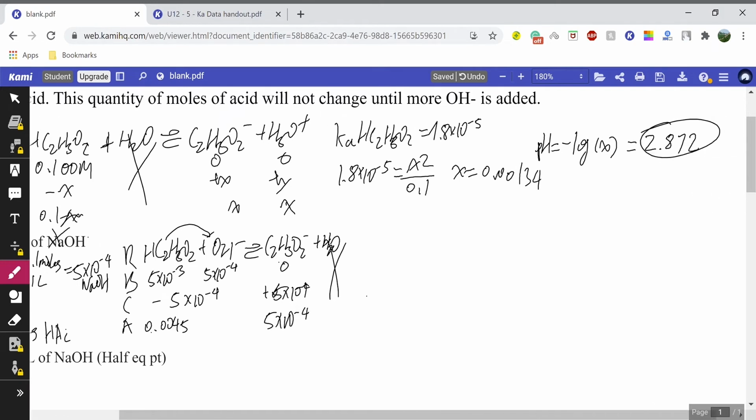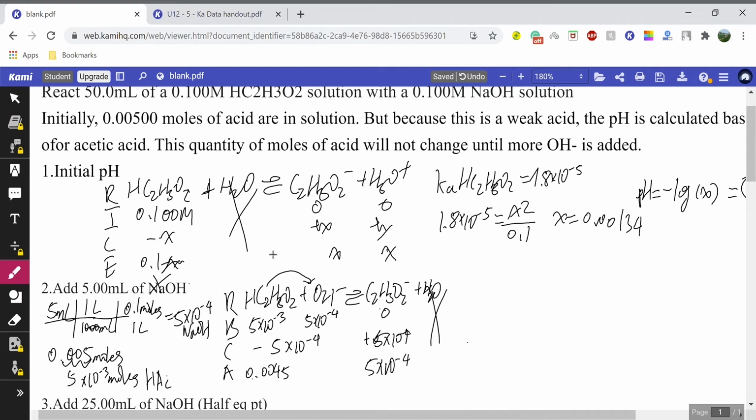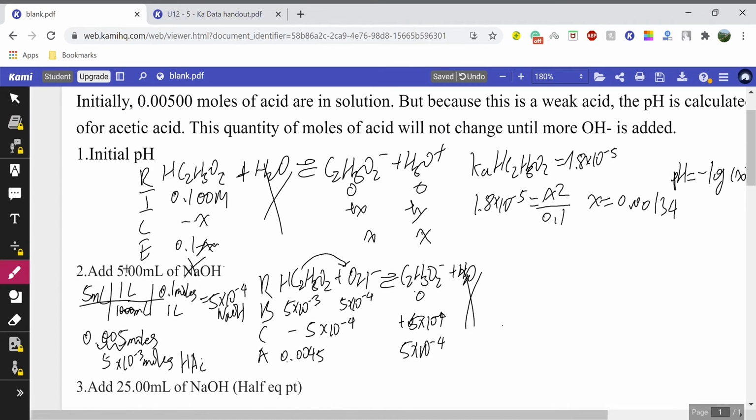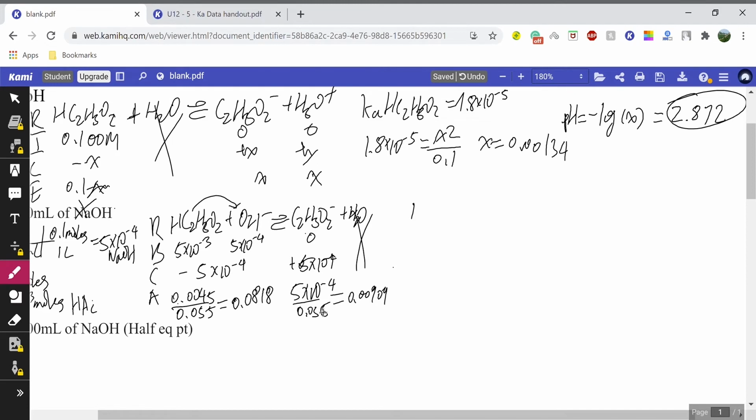Now let's convert these back to molar. If we're going to convert this back to molar, we're going to divide this by 50 milliliters plus another 5 milliliters, so it's going to be 55 milliliters, or 0.055 liters. So 0.0045 divided by 0.055 will give you 0.082. And 5 e to the negative fourth divided by 0.055 will give you 0.00909.